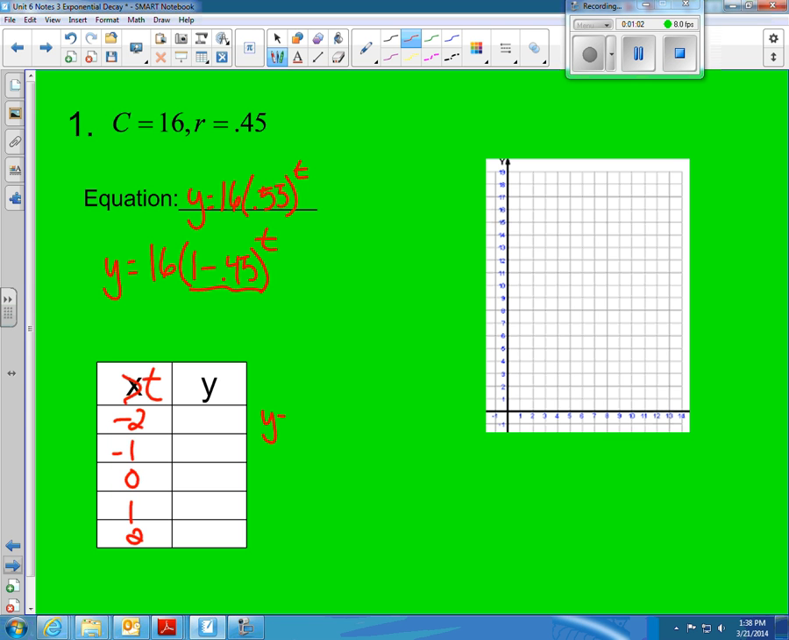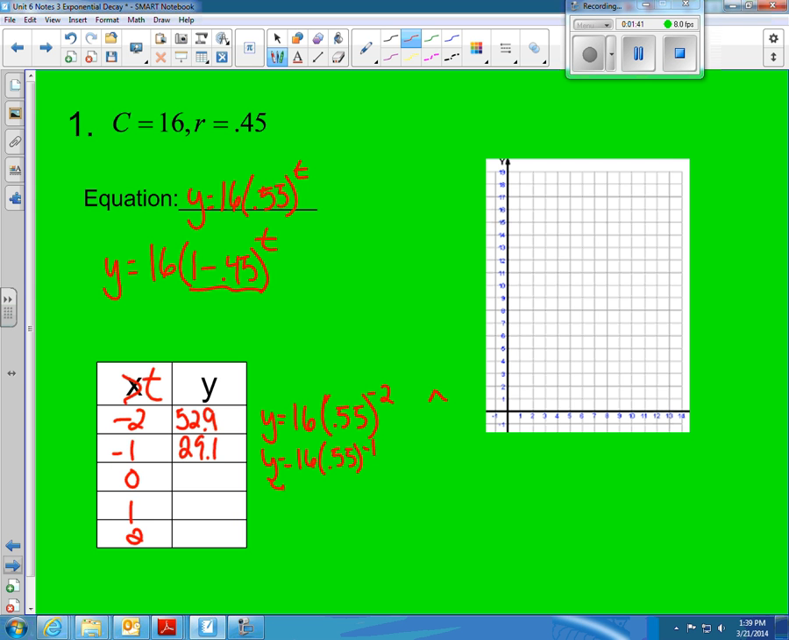So y equals 16 times 0.55 to the -2 power. Remember to use that little caret button to do your exponents. All right, we get 52.89. Let's round that to 52.9. All right, plugging in -1. Go ahead and type this into your calculator. We get 29.09, so 29.1.